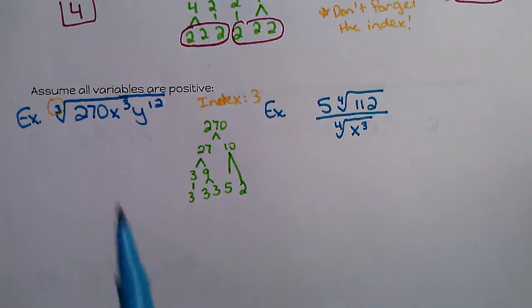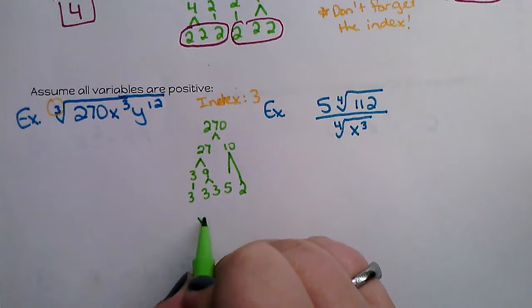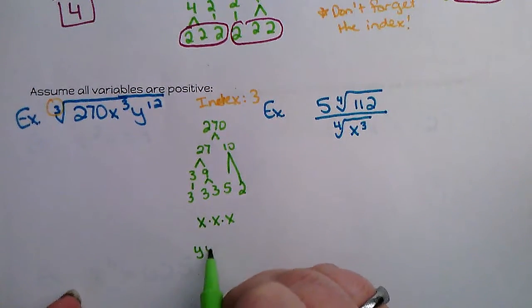So it looks like I have x to the third, which means I have 3 x's. Y is to the 12th, so that means I have 12 y's.